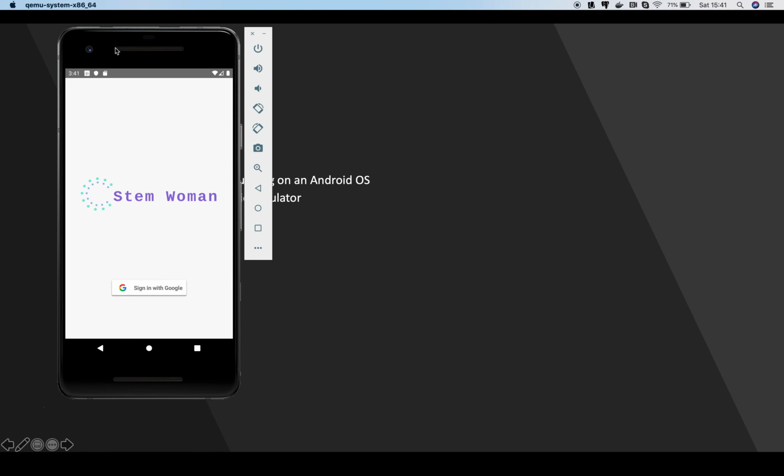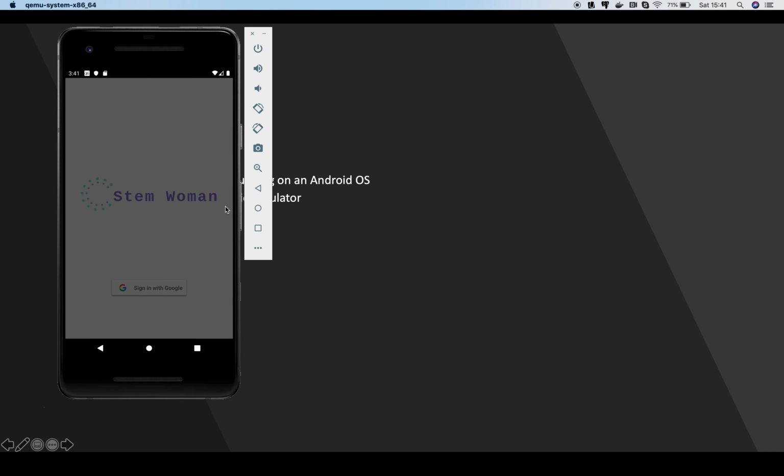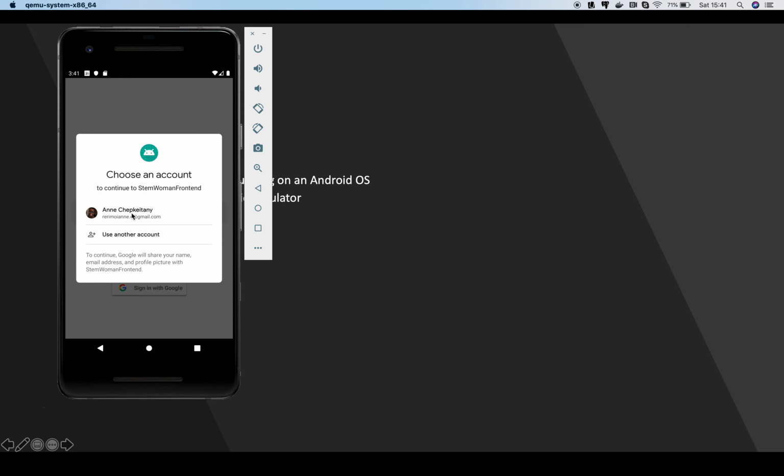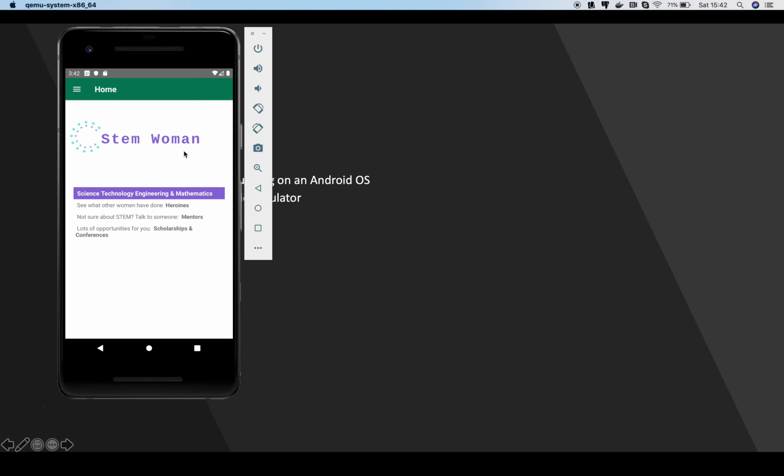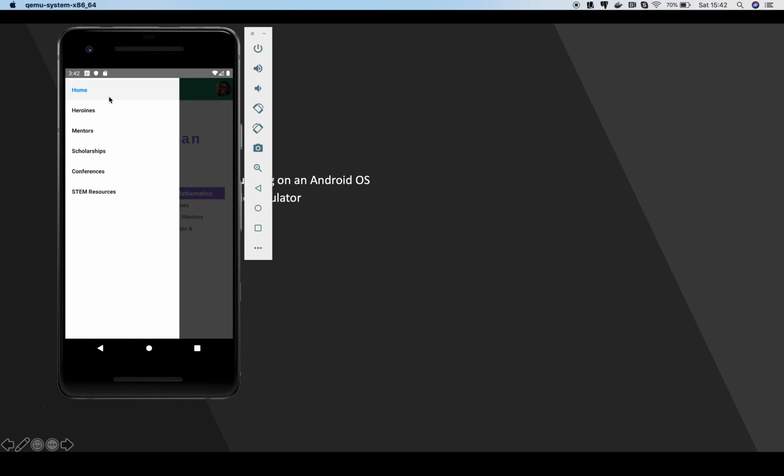So this is the Android application. This is just the default page where you can sign in and choose a Google account that you want to sign in with. This is a very simplistic view, but the goal is to guide the user about what the application entails. I used the Android default drawer navigation, where you click on the hamburger menu and it shows you the drawer.